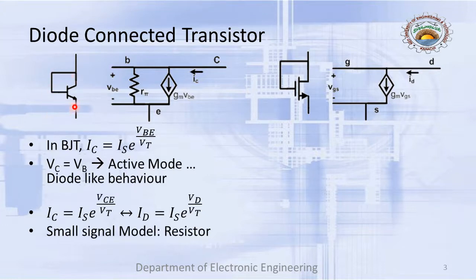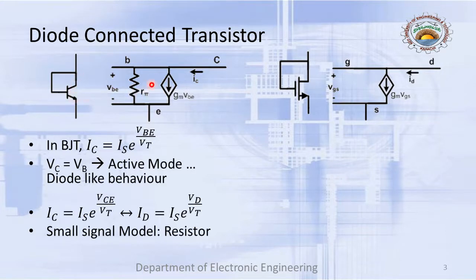In a BJT, if you connect the collector and base together, then the equation of the BJT, that is IC equals IS e to the power VBE over VT, changes. Since collector and base are the same, the collector current is now a function of the collector voltage, just like the diode current is a function of diode voltage. Effectively, a BJT becomes a diode between the terminals collector and emitter.